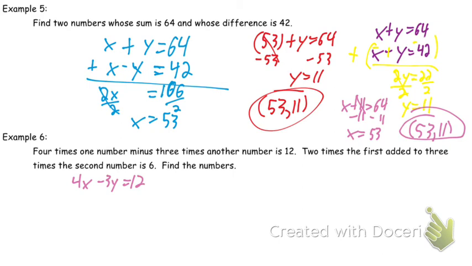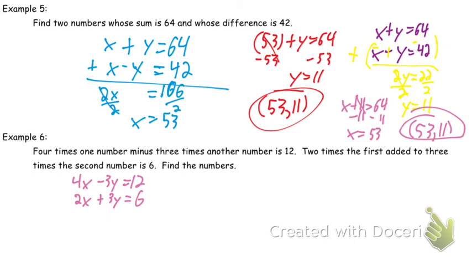Okay, Lainey, go ahead again. 2x plus 3y equals positive 6, yeah, sorry. Yep, you're good. So now we have 2x plus 3y equals positive 6. Now, 2 times the first. So our first number earlier was x, so it's going to be 2 times x, plus 3 times the second number, so that was y, so 3y equals 6.